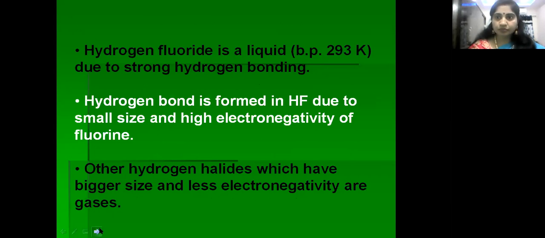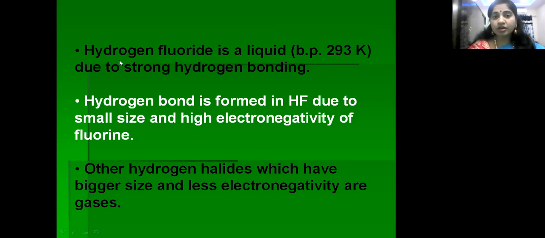Next, hydrogen fluoride is a liquid due to strong hydrogen bonding. So another anomalous behavior that fluorine shows is in hydrogen fluoride, that is HF. HF is a liquid, boiling point 293 Kelvin, due to strong hydrogen bonding. So HF is a liquid, whereas HCl is a gas. Why is hydrogen fluoride a liquid? Because there is intermolecular hydrogen bonding between hydrogen fluoride molecules.